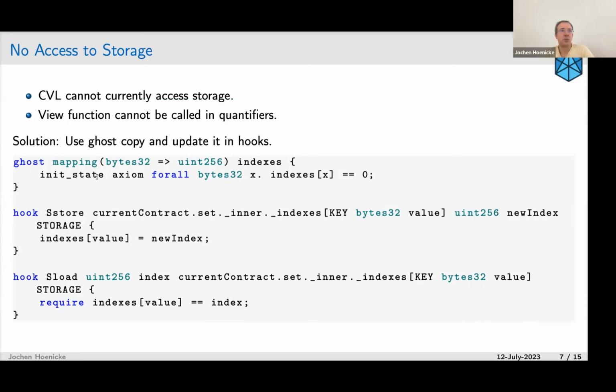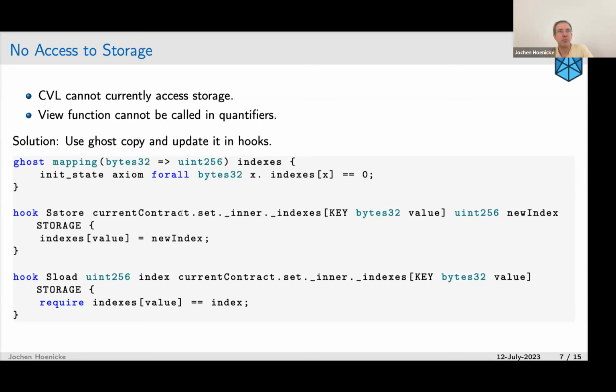And here we add one ghost variable, indexes, which corresponds to the indexes map that we have in the Solidity code. This is a simple mapping with the same key range and the same value range, so it maps bytes32 to the indices. And we can make sure that it initially contains only 0 by this init state axiom. We say for all x it's 0.